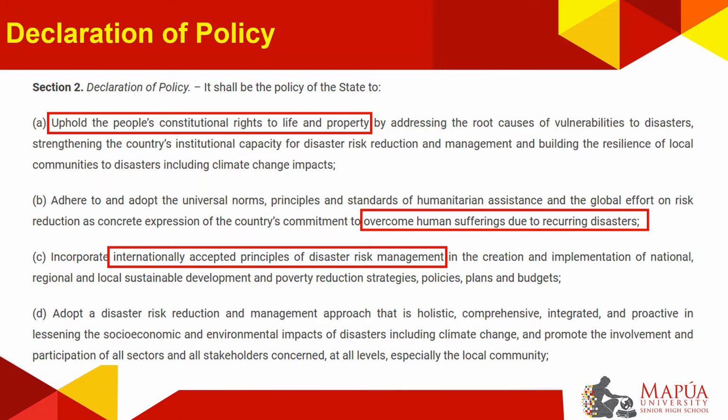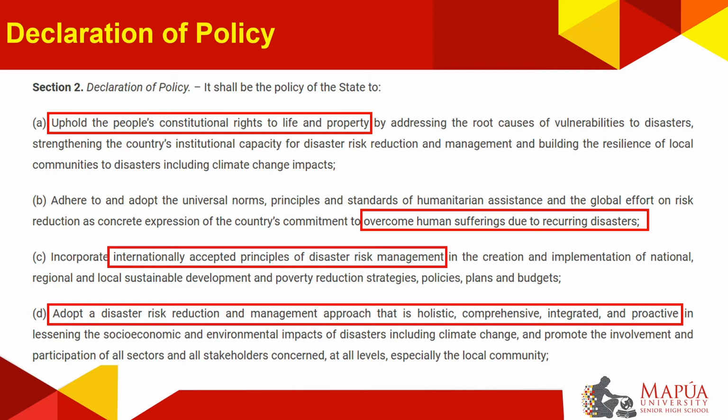And letter D in Section 2 is to adopt a disaster risk reduction and management approach that is holistic, comprehensive, integrated, and proactive. This is in order to lessen the socio-economic and environmental impacts of disasters, including climate change, and promote the involvement and participation of all sectors and all stakeholders at all levels, especially the local community, who are at the grassroots, exposed to the disasters in the community itself.